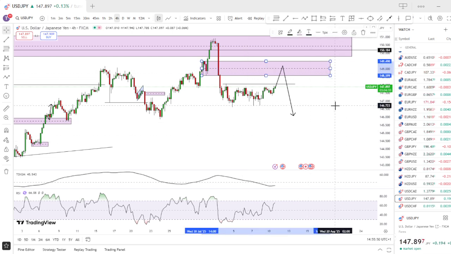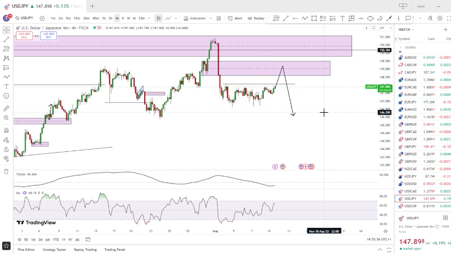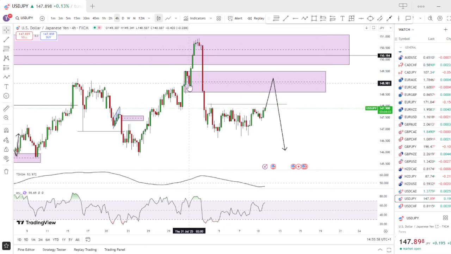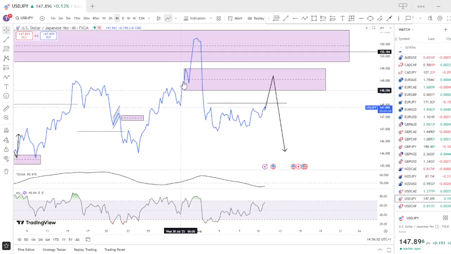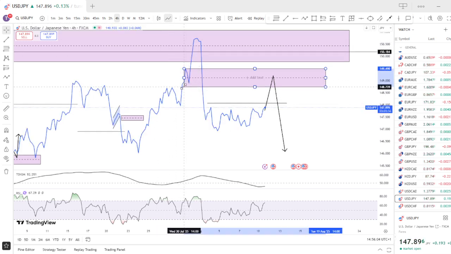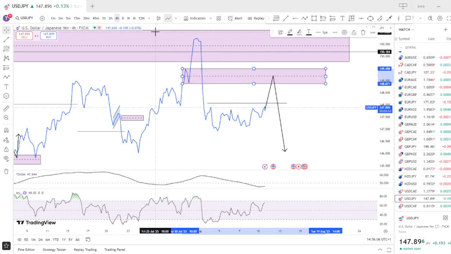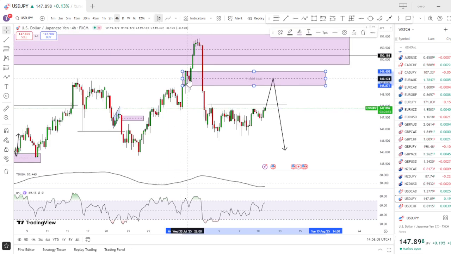Sell POI between 149.490 and 148.599. Basically, what I'm watching out for is quite simple. We have a rally base rally inside that region. So we can see the rally base rally that price basically did not even use at all. Price basically broke below it without minding it.